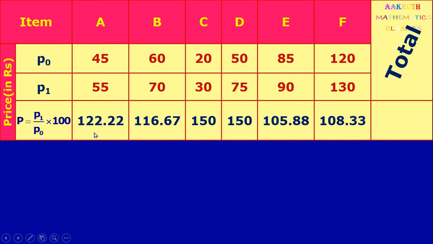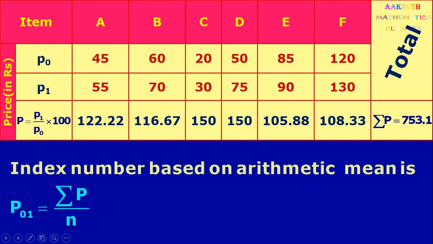So it is 122.22 plus 116.67 plus 150 plus 150 plus 105.88 plus 108.33, that is equal to 753.1. Therefore, the total of price relatives is 753.1.